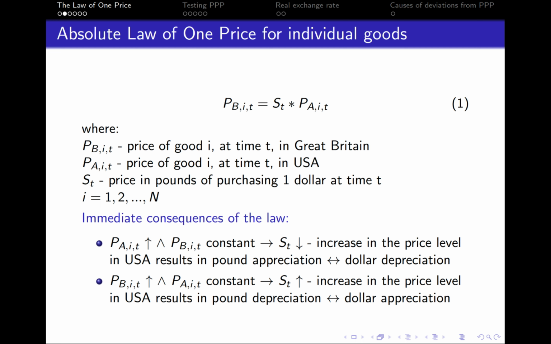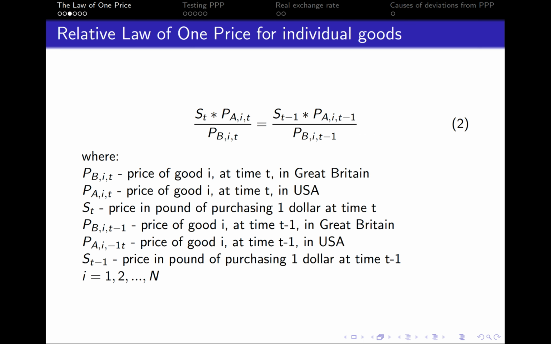exchange rates. Right, and look, of course, usually prices are going up and going down at the same time. But we see here that if the price in Great Britain is increasing slower than the price in the United States, again, we should expect pound appreciation and dollar depreciation. Okay, but look, this law of one price, absolute version, is very stringent. This is why we can relax it a little bit and move to the relative law of one price, still for individual goods.